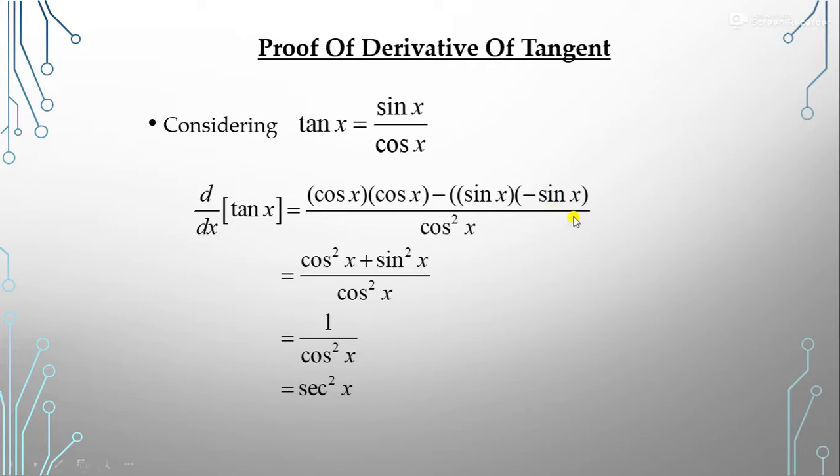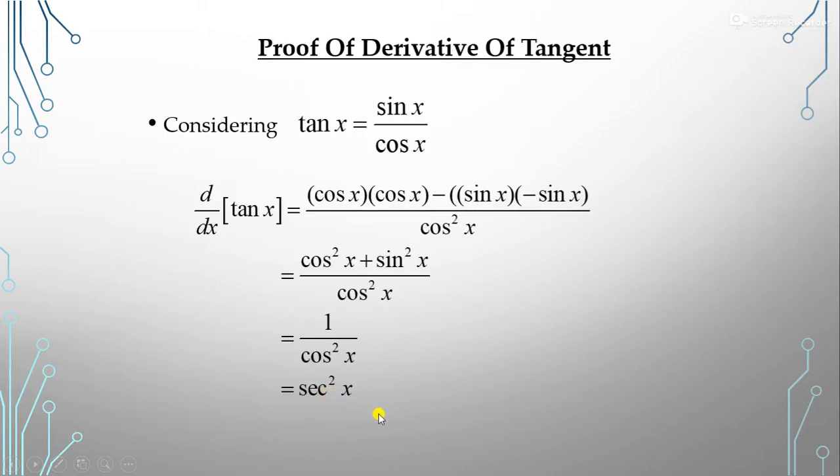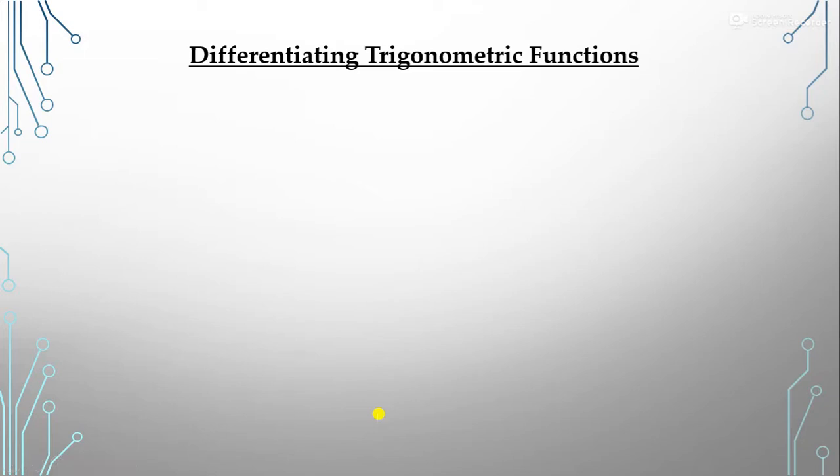That will be easy. So now when you multiply this, it becomes cos square x, minus minus plus, sin square x, and you know the value of cos square x plus sin square x is 1. So this becomes 1 upon cos square x, and we know that 1 upon cos x is sec x, so it becomes secant square x, and we know that the differentiation of tan x is secant square x. Clear? Okay.